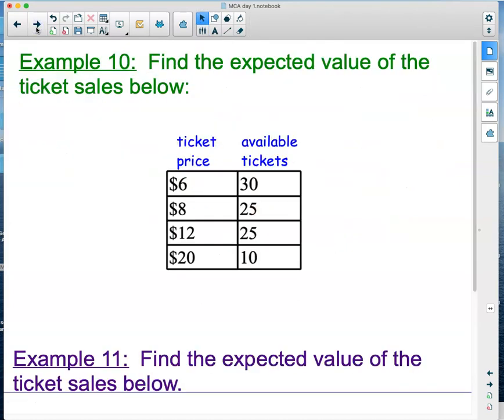So you could see expected value. So example 10 says, well, let's do something with this. Find the expected value of the ticket sales below. So we have the ticket prices and we have the available tickets. But if I'm going to be able to figure out the expected value, I have to know what percentage of the tickets each one of these is. So the first thing we'd want to do is add all of these up.